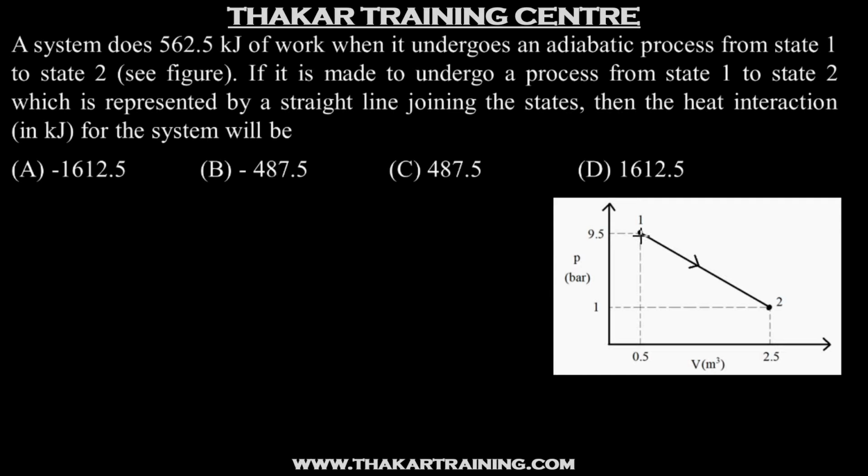What we are given is that when the system is undergoing an adiabatic process from 1 to 2, it is doing 562.5 kJ of work. And then it says, if it undergoes a process which is like a straight line, then what will be the heat interaction? So how can we proceed in this question?